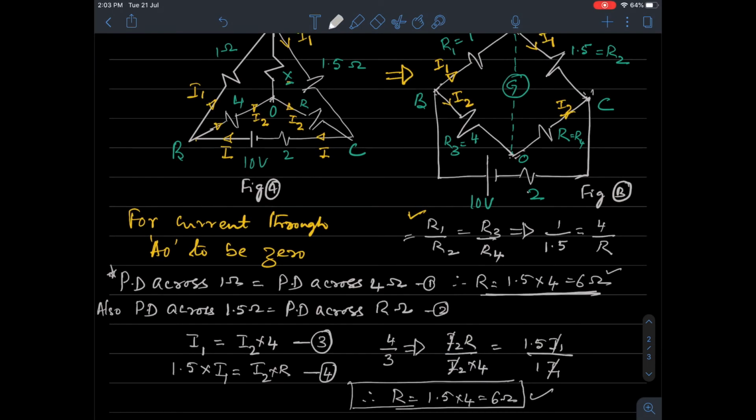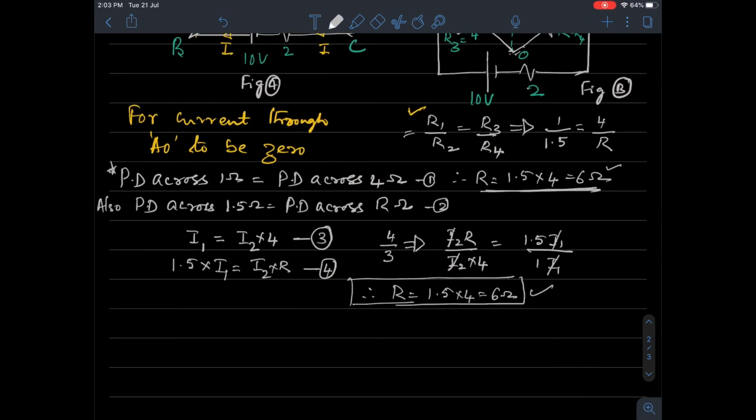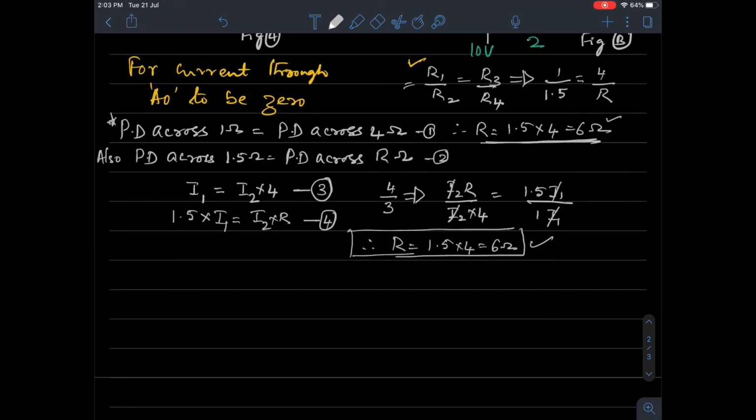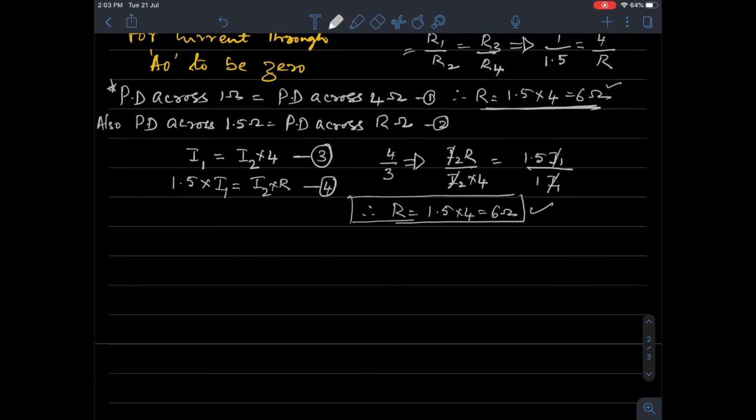Now what is the second part of the problem? The second part says you have to find the current through this R. How do we get the current through this R? It is now simple. Now that you know the value of R to be 6 ohms, you can easily get the current through R. We will put the value of the resistance in the network and rewrite the network in this manner.